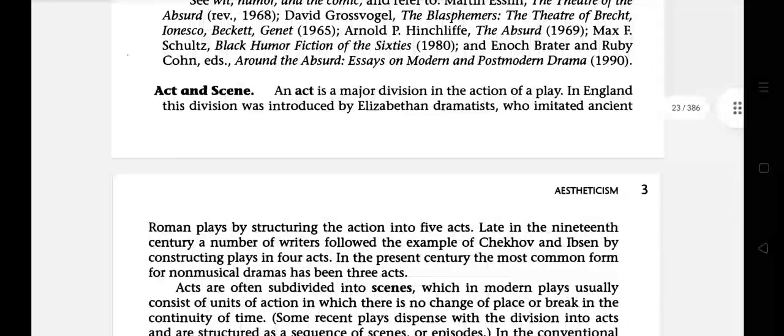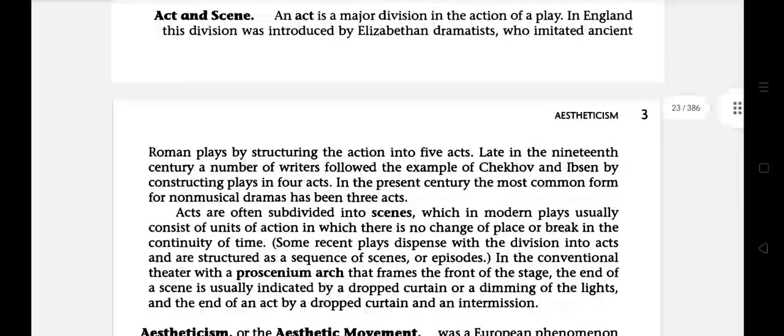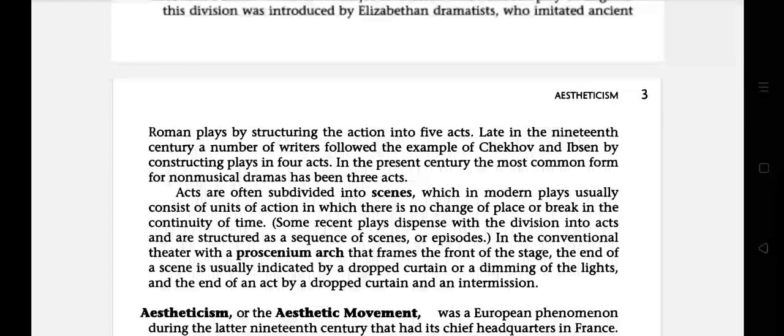And the next literary term is act and scene. An act is a major division in the action of a play. In England, this division was introduced by Elizabethan dramatists who imitated ancient Roman plays by structuring the action into 5 acts. Late in the 19th century, a number of writers followed the example of Chekhov and Ibsen by constructing plays in 4 acts. And in the present century, the most common form for non-musical dramas has been 3 acts.